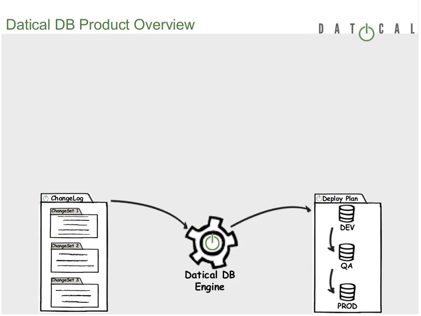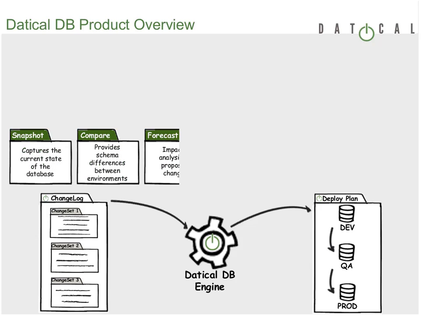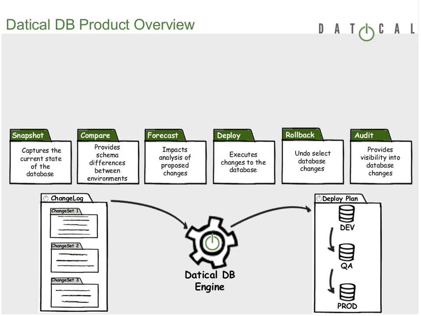The connection between the deployment plan and the specific databases is what we call the Datical DB engine, which is really the brains of the operation here. It knows how to take that model and apply it to those different databases, and stand up that database or incrementally adjust that database to fit the model, or the model -1, depending on what you're currently doing at that time. Based on this platform, there are capabilities which make all this a reality.